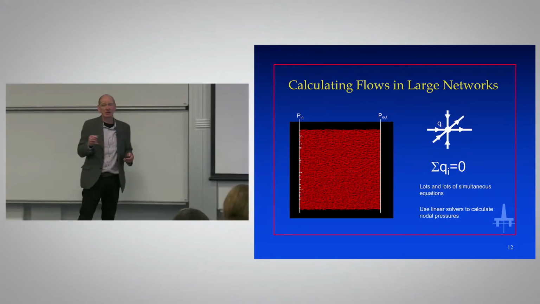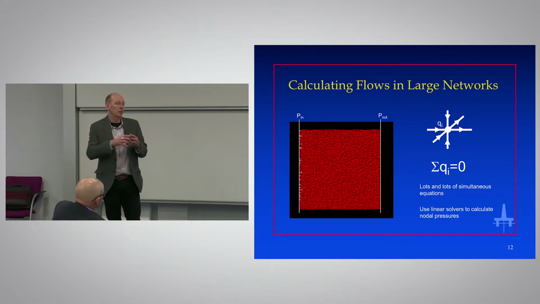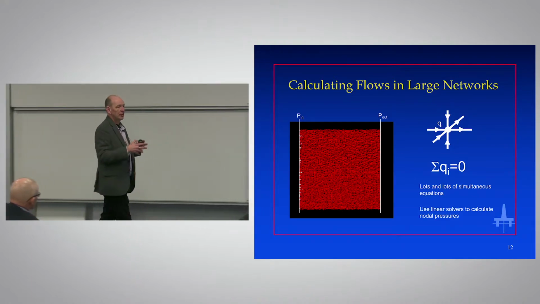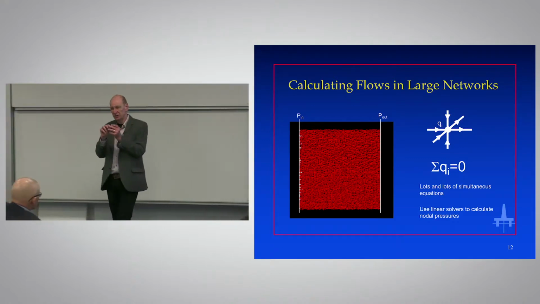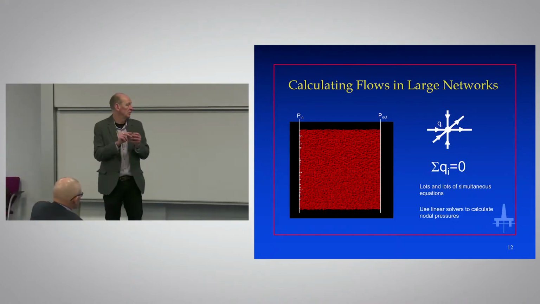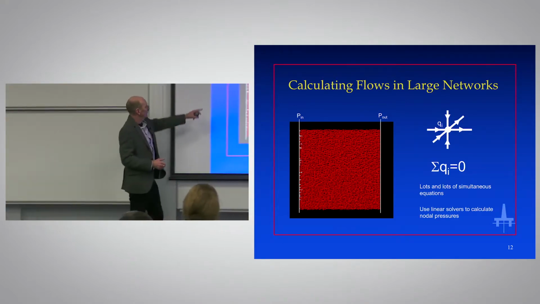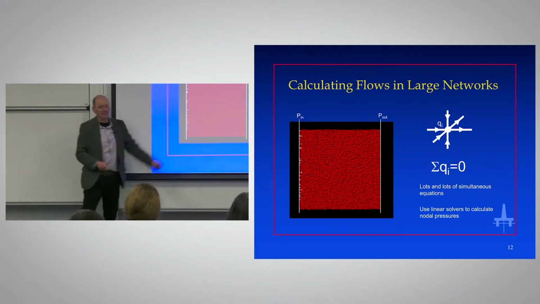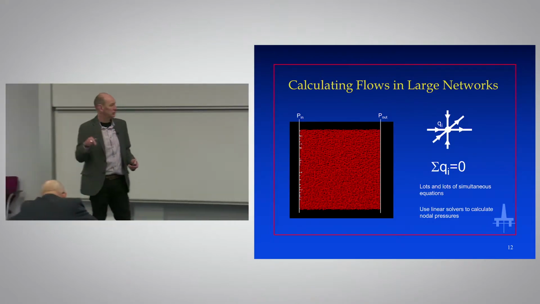Okay, so big deal. But now we want to go up a scale. We want to start to study hundreds of thousands of pores or millions of pores so we can get up to a reasonable size piece of numerical rock, if you like. And so we do exactly the same thing. We take our big network and we set boundary conditions, an inlet and an outlet pressure. We conserve mass at every single junction.